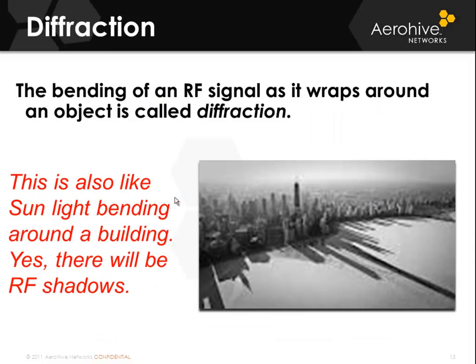Diffraction is the bending of an RF signal as it wraps around an object. As you see in the diagram here, there are shadows behind these buildings with the sun on the opposite side. The light bends around the building. Just as there are shadows for light, there are also RF shadows. When conducting a site survey or deploying a network, you want to make certain that any RF shadows that exist are not in areas where clients or other devices are expected to be deployed.